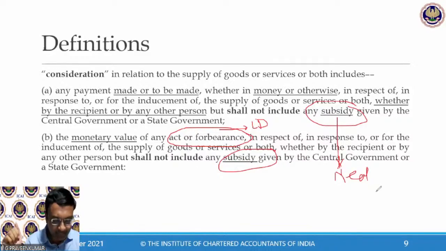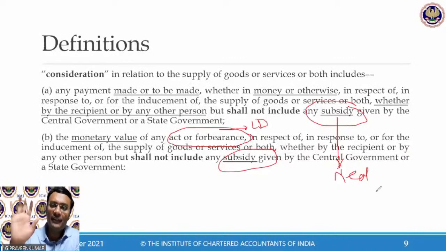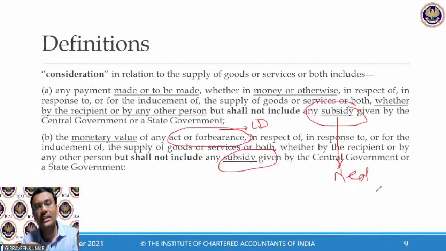Another example, fertilizer. When a manufacturer of fertilizers sells fertilizer to farmers, generally the state governments come forward and say a fertilizer which has a selling price of 250 rupees, 50 rupees is given as a subsidy by the state government. The balance 200 rupees is what you have to collect from the farmers. So when we talk about this term consideration, please keep in mind subsidy given by the state government or central government has been kept outside the definition of consideration.